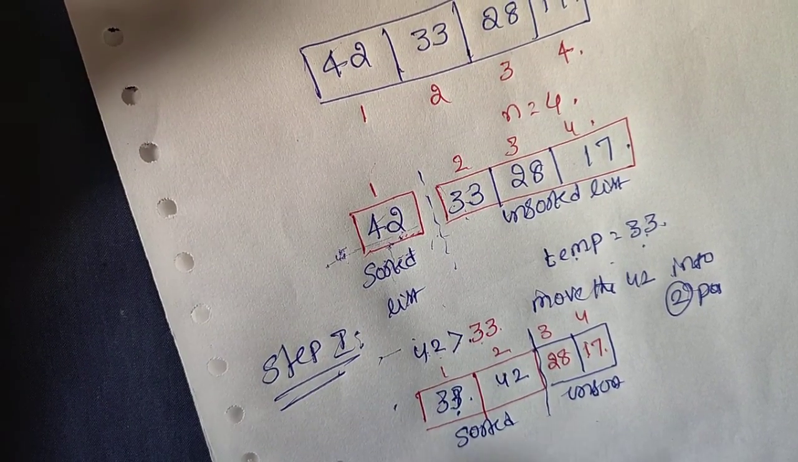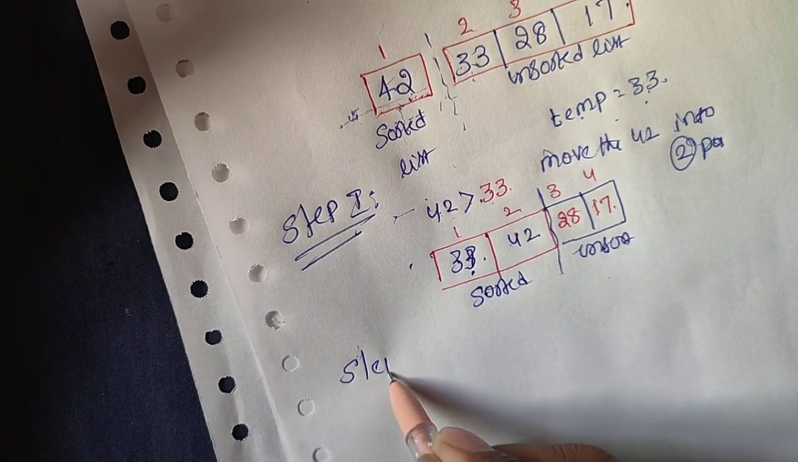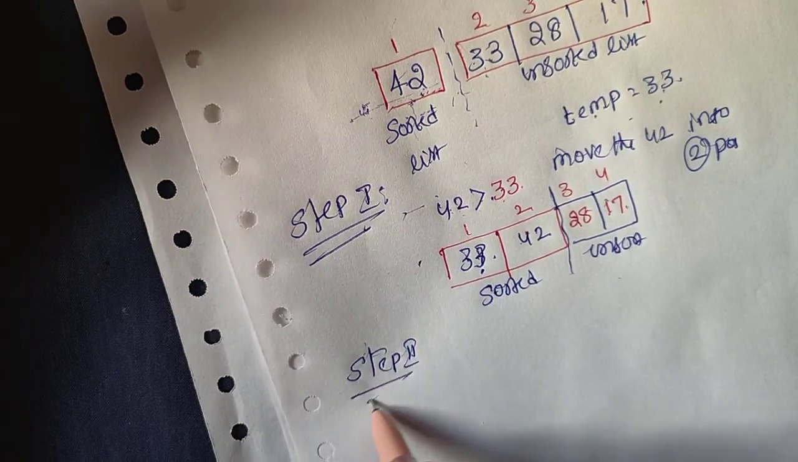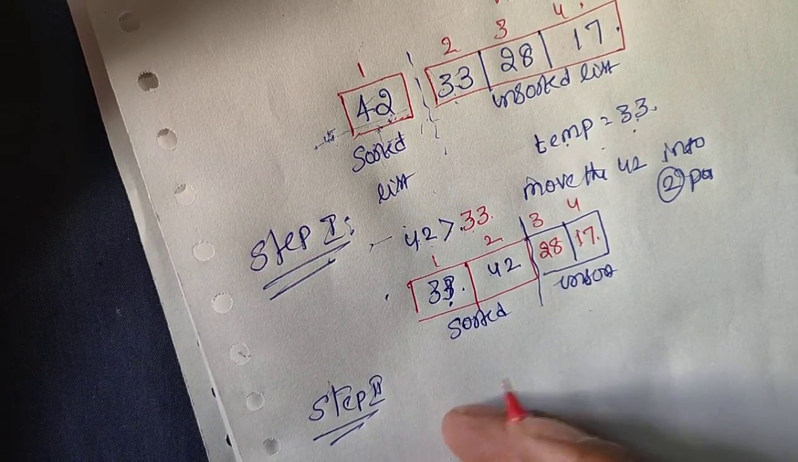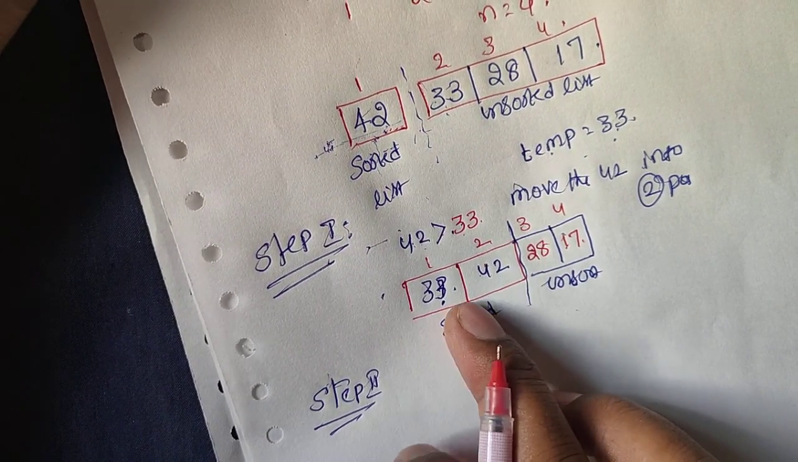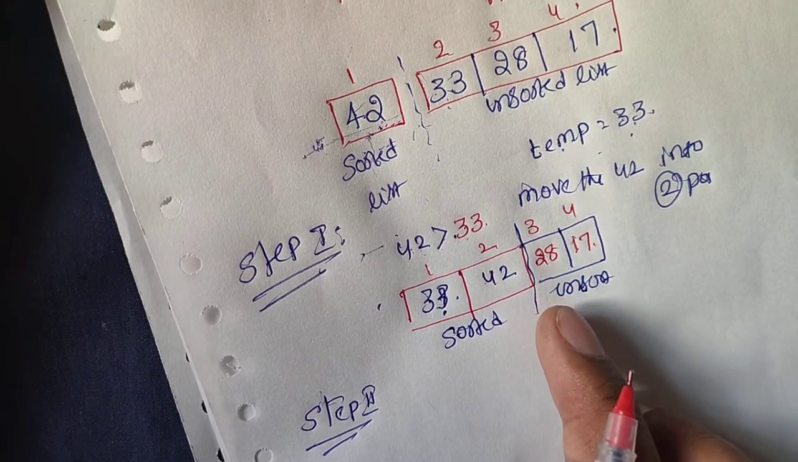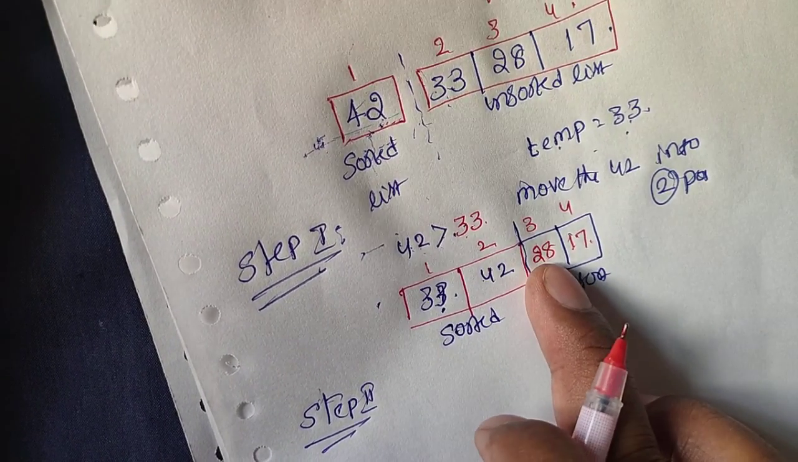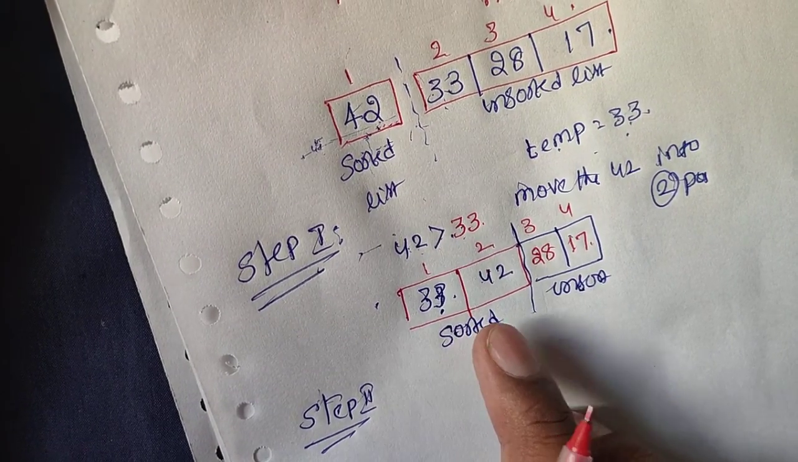In step 2, the same procedure as the previous step. In step 1 we got two values in the sorted list. In step 2 we take one more element from the unsorted list, that is 28, which will be arranged in the sorted list.